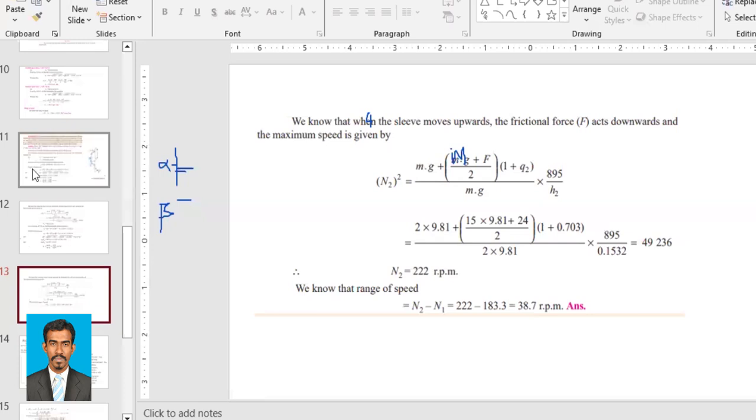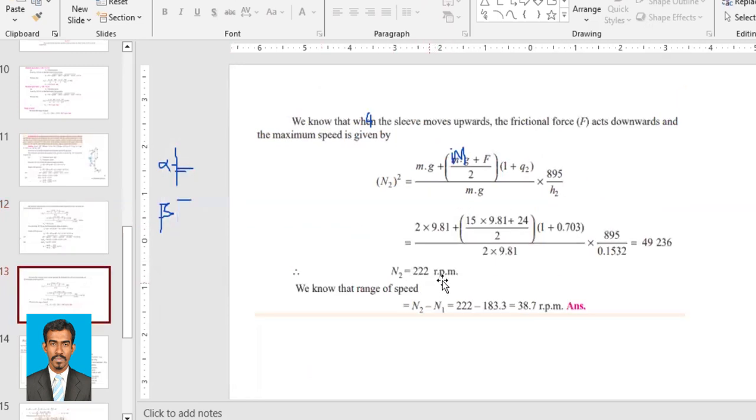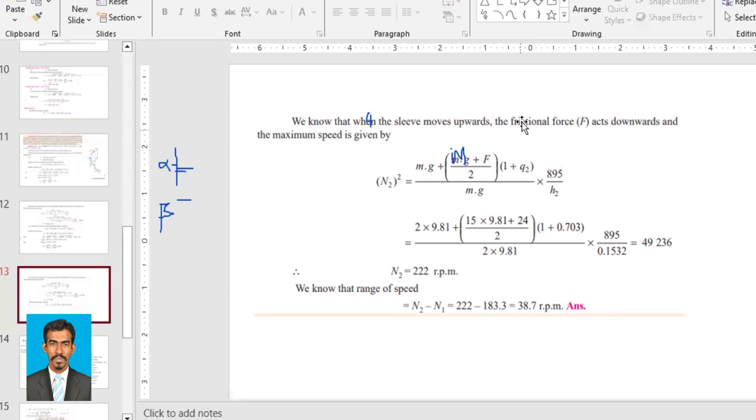So at the minimum speed, the RPM is 183.3. At maximum speed, it is 222 RPM. So now we have to find the range. We know how to find the range: maximum minus minimum, that is 222 minus 183.3, which will give you 38.7 RPM, right? So this is the answer for the question. What's the question? Taking into account the friction, find the range of speed of the governor. So your final answer is 38.7 RPM.